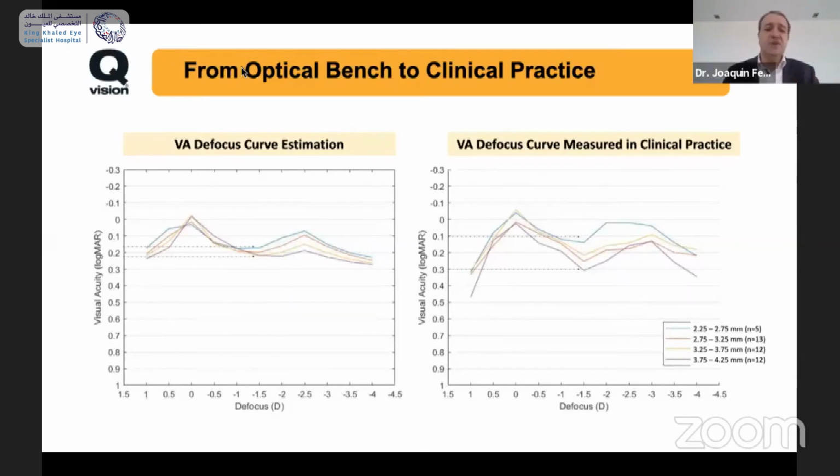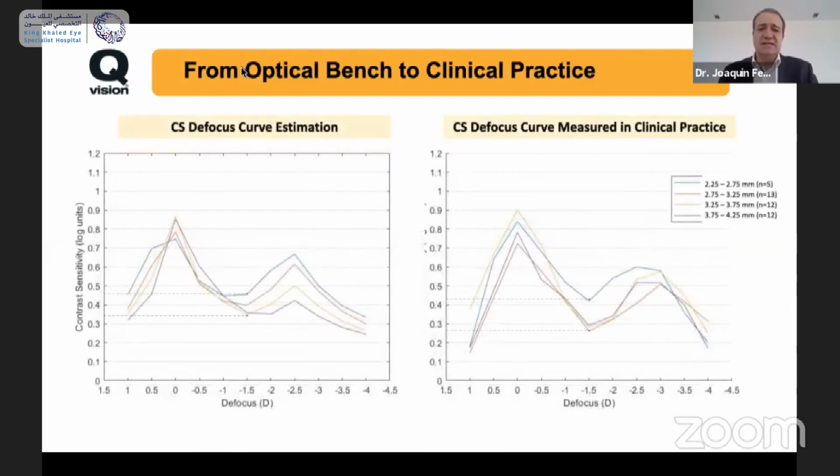The model is a prediction model. So the smaller the pupil, as you can see in visual acuity in the model at the left hand, and on the right hand the defocus curve in visual acuity in clinical practice, the smaller the pupil, the better the performance. And the bigger the pupil, you are going to reduce overall the focus with less light distribution. In the case of Liberty, it is the intermediate. And you can see that this also occurs in the defocus curve in contrast sensitivity.